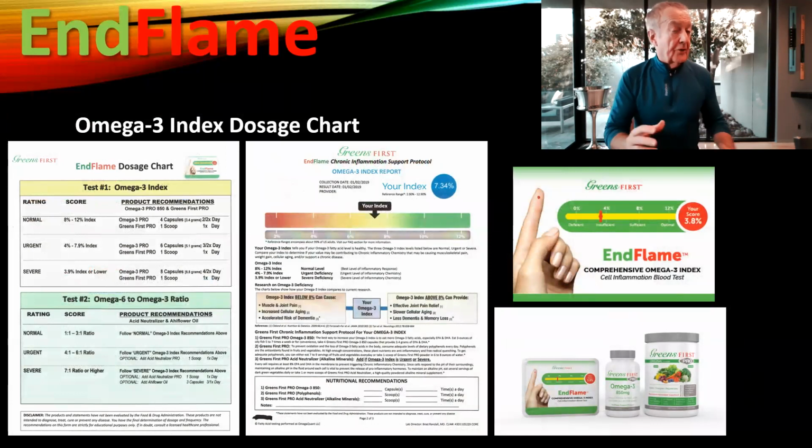To determine the correct therapeutic dose of omega-3s using a patient's omega-3 index lab report, simply find the omega-3 index percentage number listed in the blue circle at the top of the omega-3 report. Now, if the patient has an omega-3 index of 7.34%, that percent will be listed as urgent on the dosage chart. The nutritional recommendations will read omega-3 Pro 850s, 6 capsules, 2 times a day, plus Greens First Pro polyphenols, 1 scoop, 1 times a day.